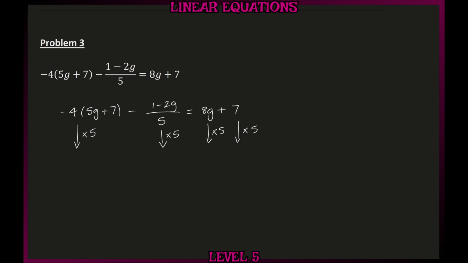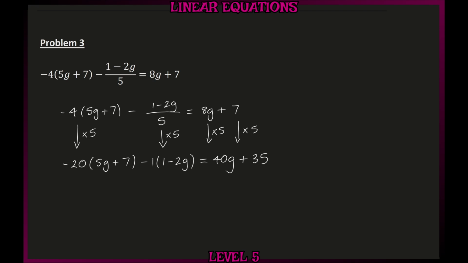So if we do this and we start on the left, minus 4 multiplied by 5 gives us minus 20, and we have 5g plus 7 in brackets, minus, now although the times 5 and the divide by 5 in the fraction cancel each other out, we need to be really careful here, because it's the whole of the 1 minus 2g that is being subtracted. So we need to make sure that this goes in a bracket, and to make this really clear, we can even put a minus 1 in front of it. Now going over to the right, 8g times 5 gives us 40g, and 7 times 5 gives us plus 35.